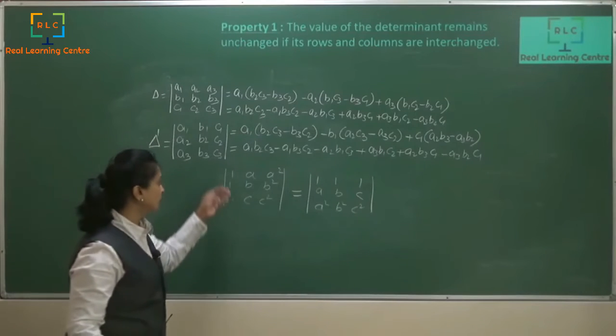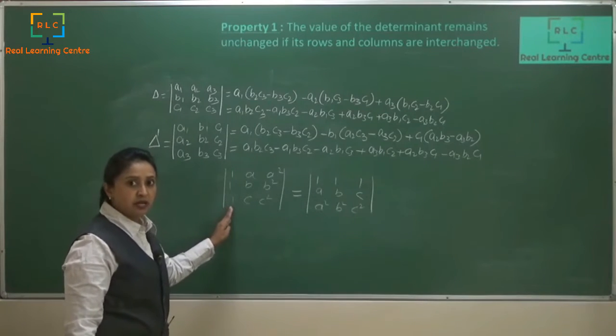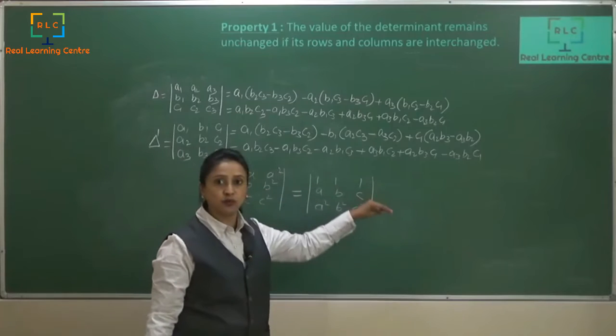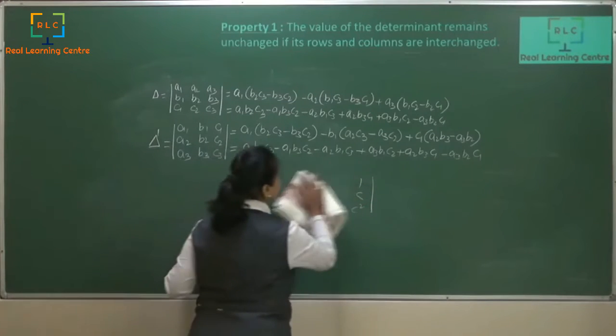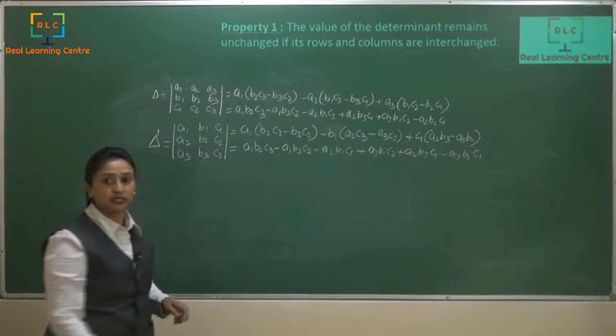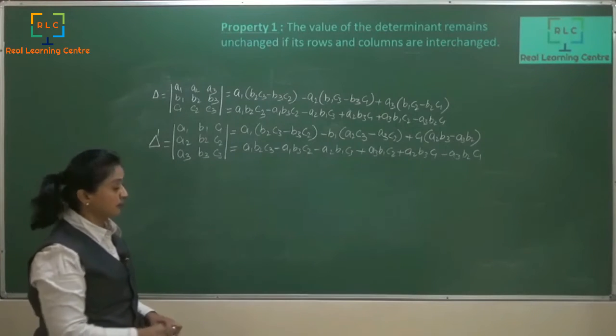Few of them will be comfortable with column ones, and few of them will be comfortable with row ones to do the transformations. So whichever you want, you can do. Suppose you are not comfortable, you can transpose and continue. And now let's go to property number 2.